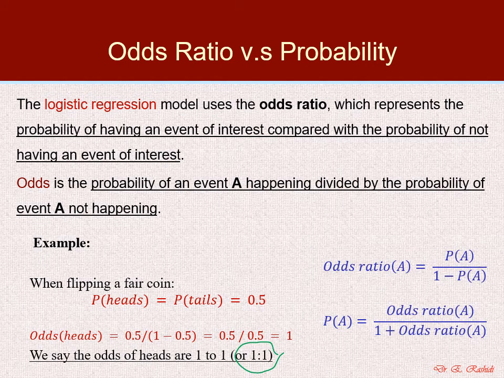So the formula for the odds ratio of A is shown here: the probability of the event of interest A divided by 1 minus the probability of A. That means the chance that event A happens divided by the chance that event A does not happen. If we have the odds ratio of A, then we can find the probability of A using this formula: the odds ratio of A divided by 1 plus the odds ratio of A. So as we see here, using these formulas, we can figure out how the odds ratio and the probability are related.